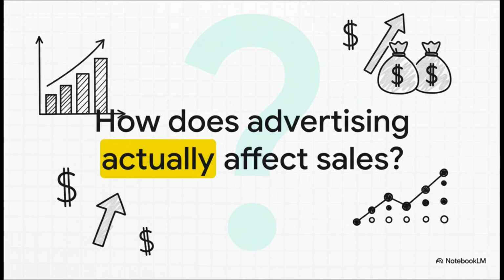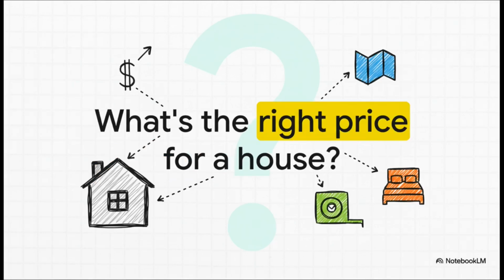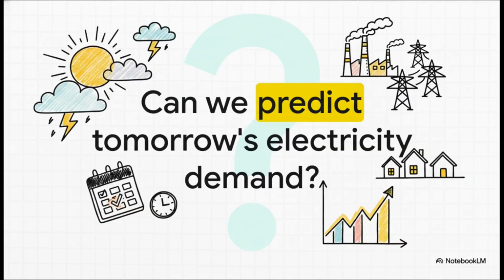Okay, think about this. A company drops millions on a huge new ad campaign, but how do they really know if it's working? For every single dollar they spend, how much does that actually boost their sales? Or, hey, what about something closer to home, like buying a house? You see that price tag, but is it fair? How much is that great location really worth compared to, say, the square footage or the number of bedrooms? And if we zoom out to a massive scale, how do power companies figure out how much electricity to generate for tomorrow? I mean, it depends on the weather, the day of the week, a million different things. How in the world do they get that right?